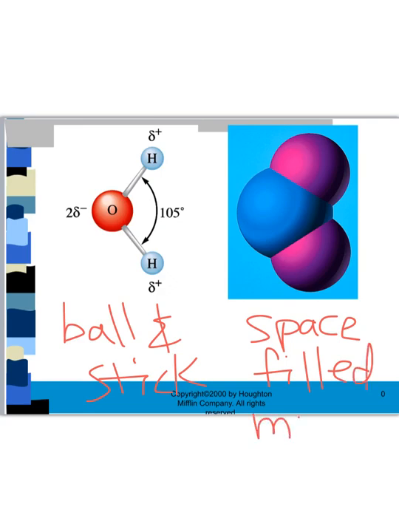They're just two different pictures of the same thing. So space-filled allows you to see what it would look like when those atoms are occupying space. Notice this one has a 2 delta minus, and that's because we look at each bond individually. Between this O and this H, this one's the slight negative, that's the slight positive. Then between this bond here, that's the slight negative, that's the slight positive. That's why it's 2 delta minus. And if you remember the bond angle for a bent shaped molecule, it's 105 degrees.